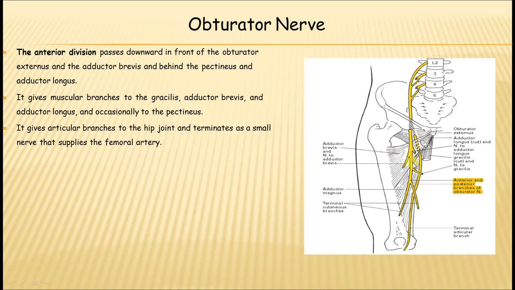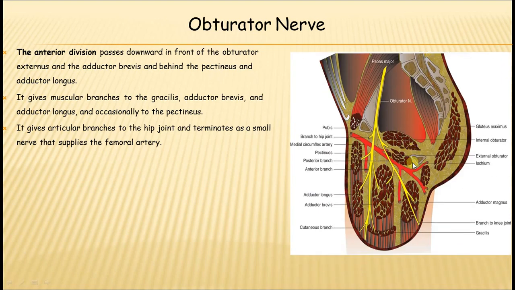So mainly it supplies the four muscles: the gracilis, adductor longus, adductor brevis and pectineus. Articular branches to the hip joint. Remember, it is actually the hip joint. I am again stressing it, not the knee joint. Then it gives vasomotor twigs to the femoral artery, and it is also cutaneous through the subsartorial plexus. It also supplies the skin over the medial part of the thigh.